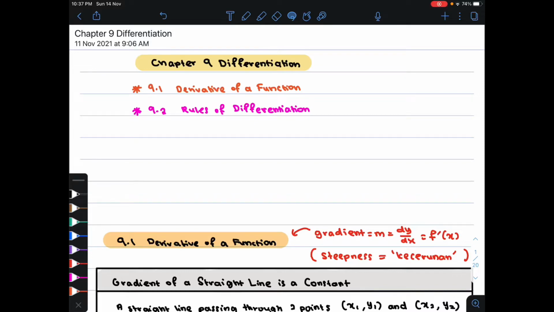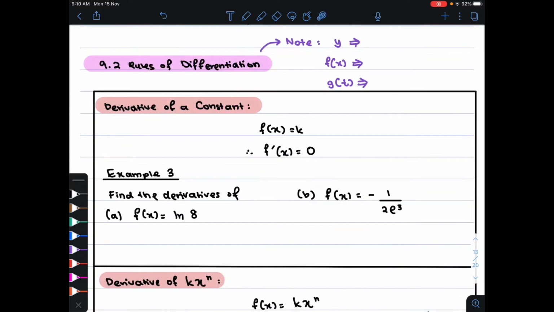The second subtopic is called 9.2 Rules of Differentiation. So, how do we write the derivative of different types of functions? Say, for example, if we have function y, or f(x), or even g(t). When you differentiate y, we usually write dy over dx. So, only y is different from the other functions. Other than y, all of them will usually use the prime symbol.